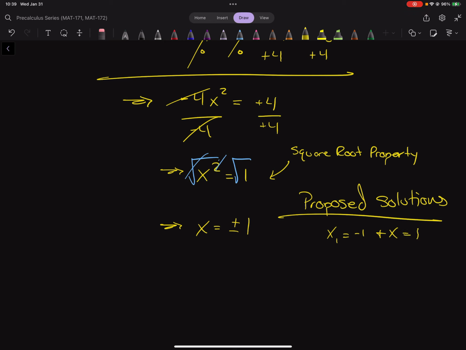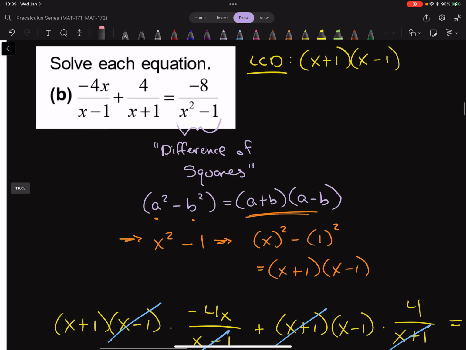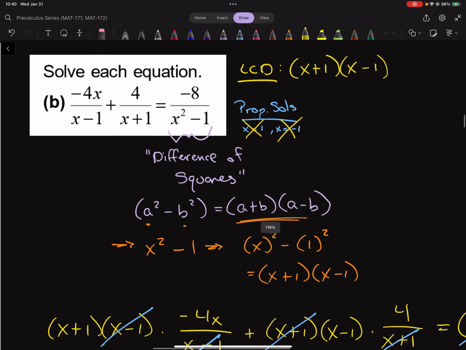And let's see if either of those causes an issue in our original problem. So the proposed solutions were x equals 1 and x equals negative 1. If x is equal to 1, it would cause issues here as well as here. So x cannot be equal to positive 1. If x is equal to negative 1, it will cause issues here as well as here. So x equals negative 1 is not included as well.